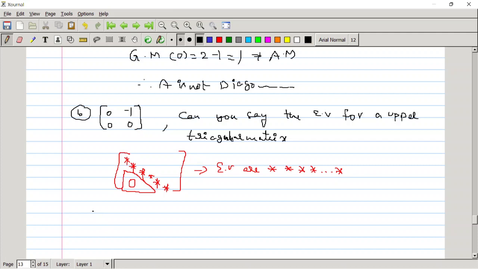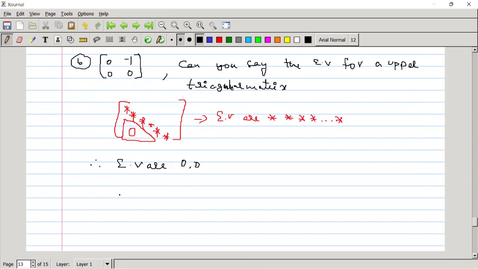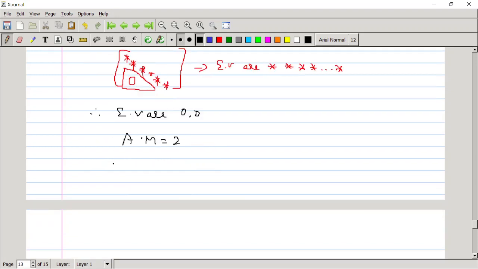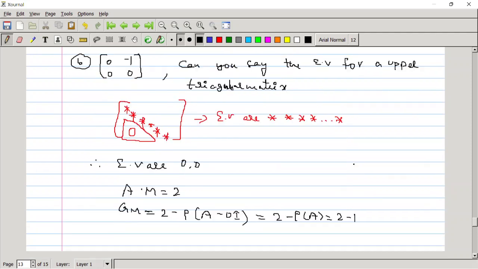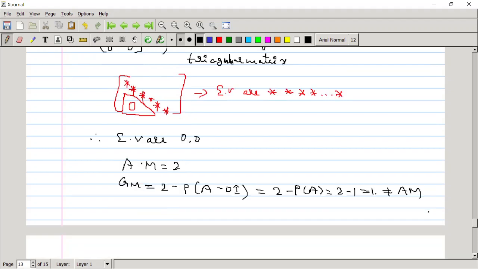So by this we can see eigenvalues are zeros, and the algebraic multiplicity of 0 is 2. Now we will check the geometric multiplicity. Geometric multiplicity is the order of the matrix, 2, minus rank of A minus 0 times I. This is 2 minus rank of A, which is 2 minus 1, since the rank of the matrix A is 1. So this is equal to 1, which is not equal to the algebraic multiplicity. So this matrix is also not diagonalizable.